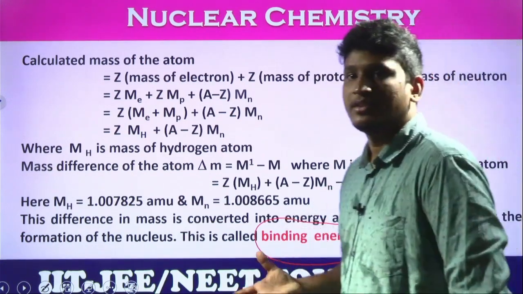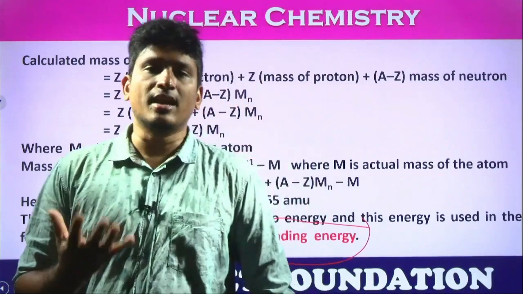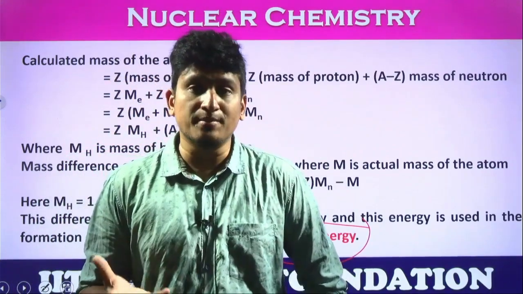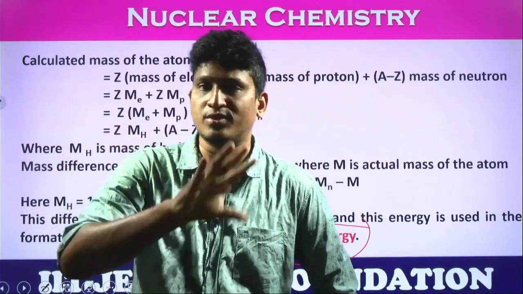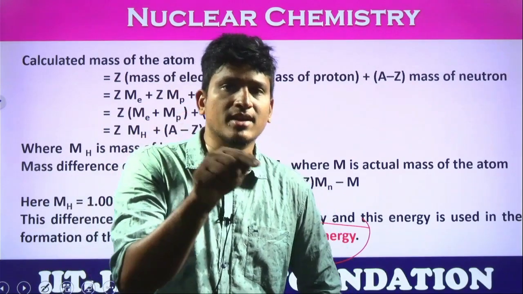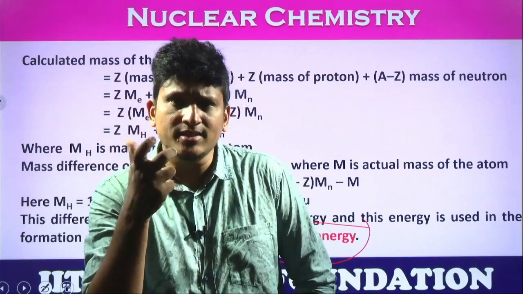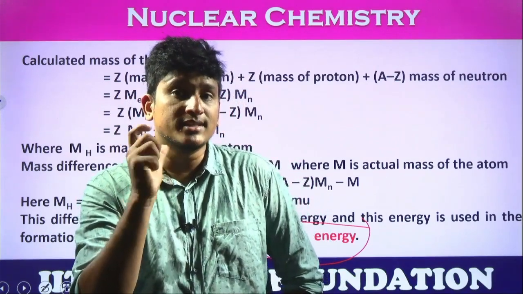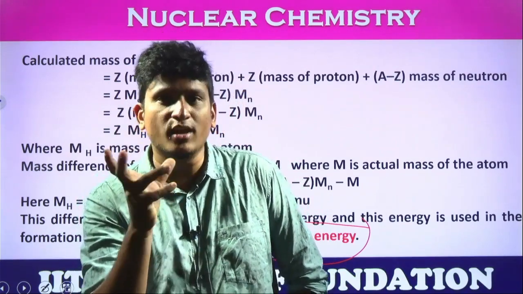How does this binding energy arise? The difference, we already said, is with the calculated mass. The calculated mass is because of the mass of proton, mass of electron, mass of neutron in the atom. And between the calculated mass and the real mass, we are getting a difference, right? Where is the difference utilized? The difference is utilized for the stability of the nucleus.